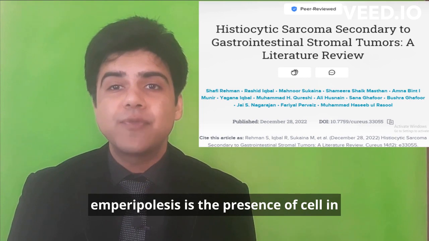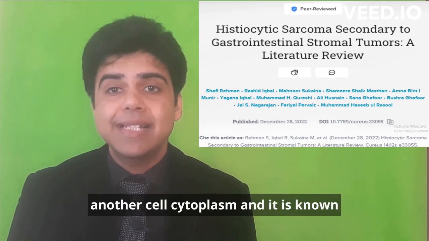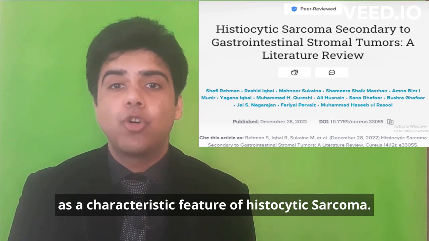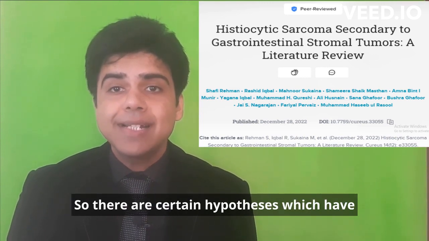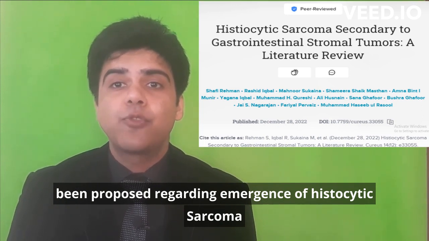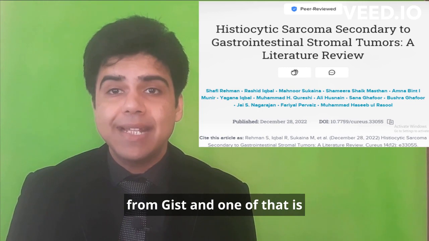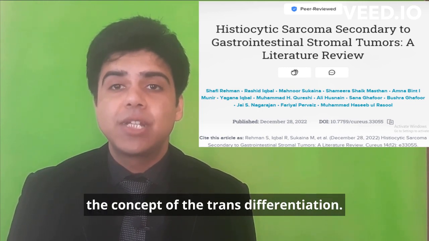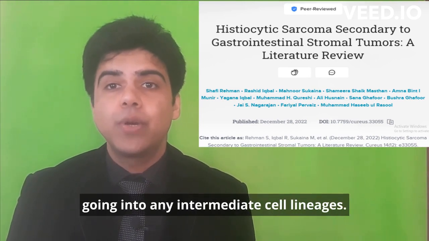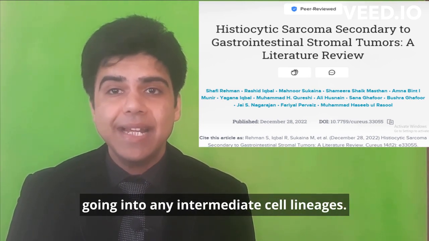Emperipoiesis is the presence of a cell in another cell's cytoplasm, and it is known as a characteristic feature of histiocytic sarcoma. There are certain hypotheses which have been proposed regarding the emergence of histiocytic sarcoma from GIST, and one of them is the concept of transdifferentiation. Transdifferentiation is basically the conversion of one cell type into another cell type without going through any intermediate cell lineages.